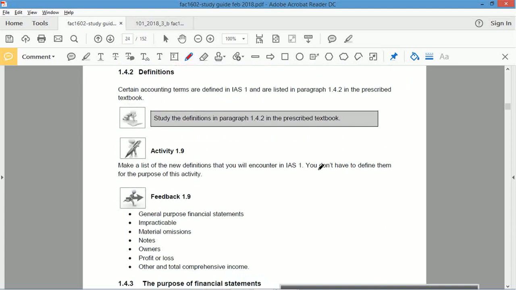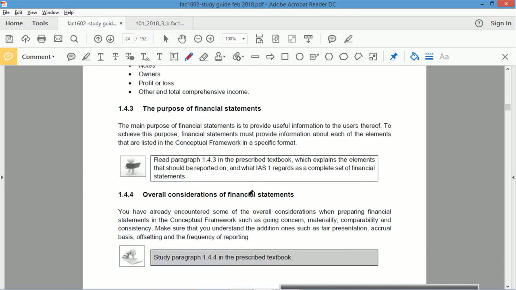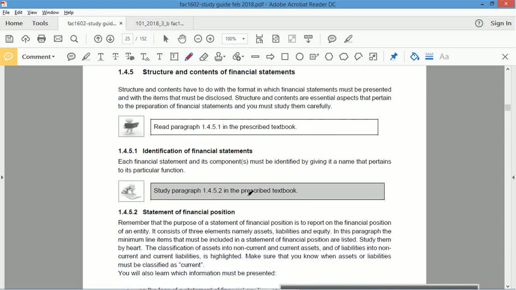Okay. Make a list of new definitions. Okay, that's fine. That's theory. Purposes, that's fine. We've looked at that. Considerations, we looked at that last week.